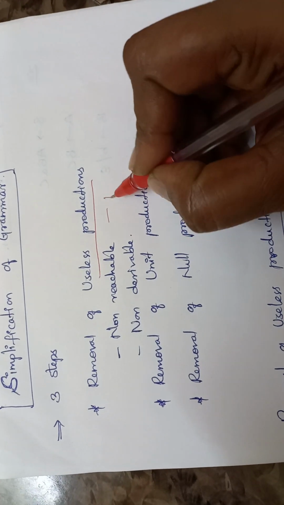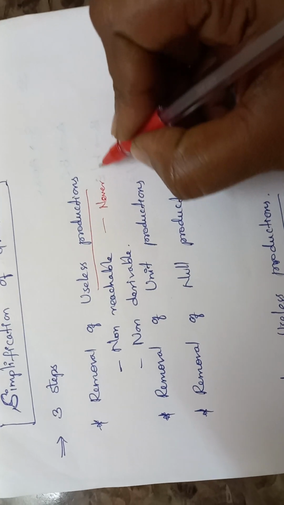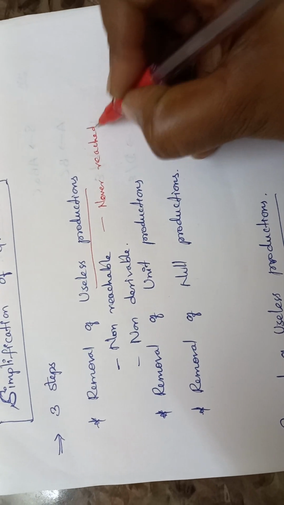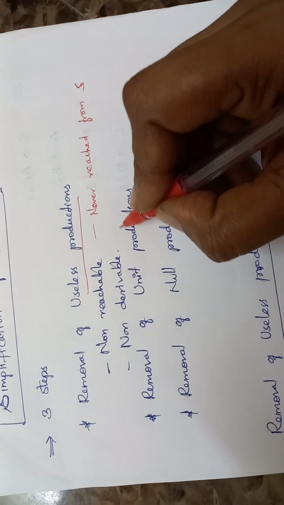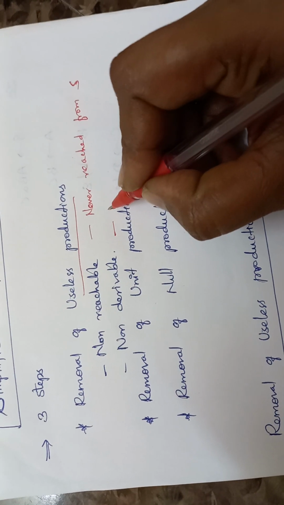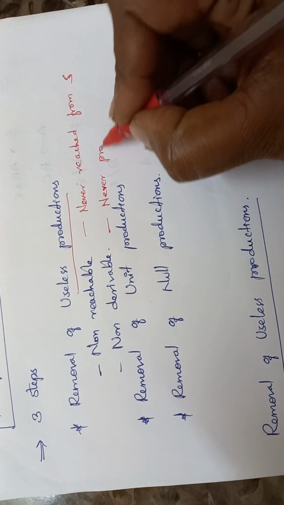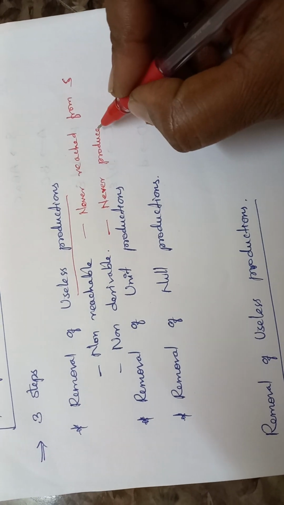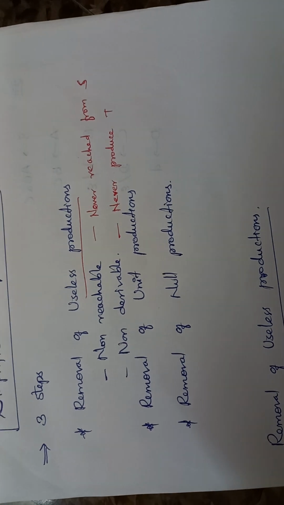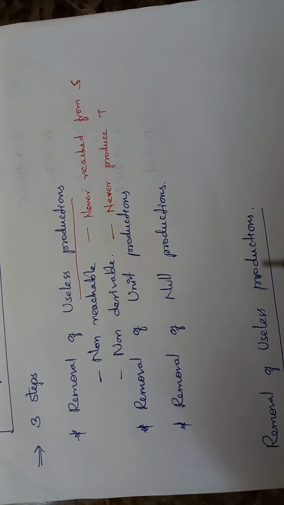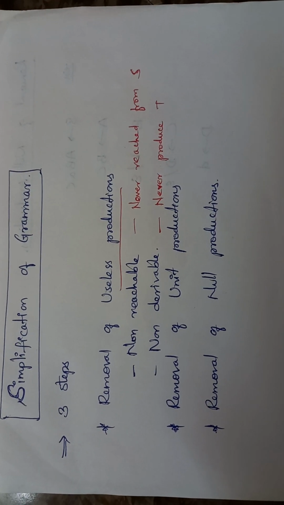Non-reachable in the sense that the non-terminal will never be reached from the start symbol, and non-derivable in the sense that the particular non-terminal will never produce terminals. So these are the two things specified as useless productions, as they will not contribute to the language derivation.